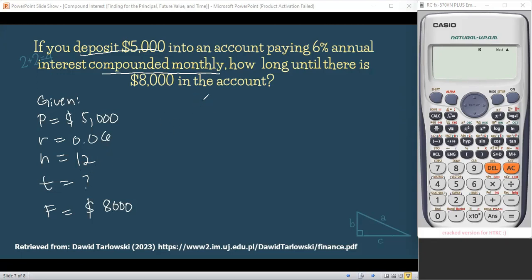So di ba, we originated in the formula F is equal to P times 1 plus R over N raised to NT. Ngayon po, ang kailangan nating ma-derive na formula is si T.